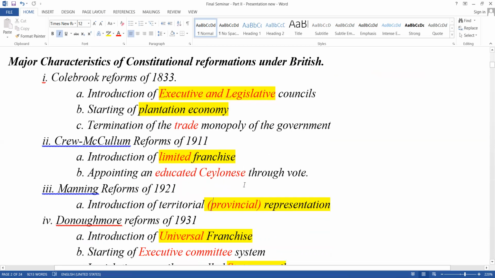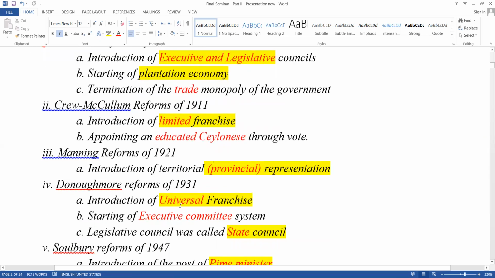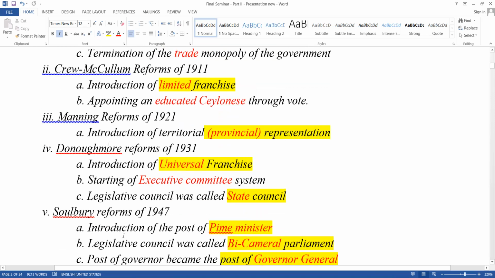That's good, right? Donoughmore reforms of 1931: universal franchise, an executive committee system, and after that the legislative council was known as the state council. In the exam they ask: in what reforms did the legislative council start being called the state council? Donoughmore. Soulbury reforms of 1947: introduction of the post of prime minister. Until that, no prime minister.